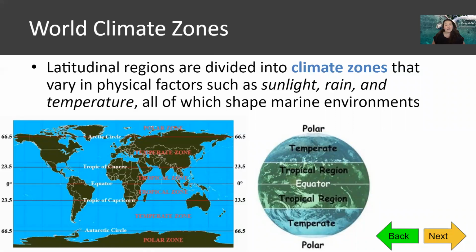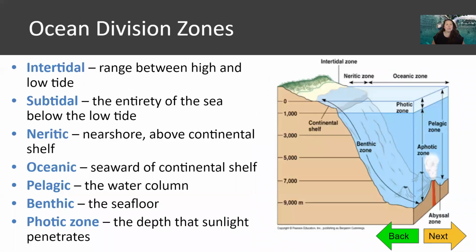But the division of the marine environment can be further subdivided into zones based on distance from shore, light availability, and depth. So let's check that out. These are terms which we use to contrast each other. The ocean division zones, such as the intertidal, or the range between the high and the low zone, and the subtidal. That would be the entirety of the sea below the low tide.